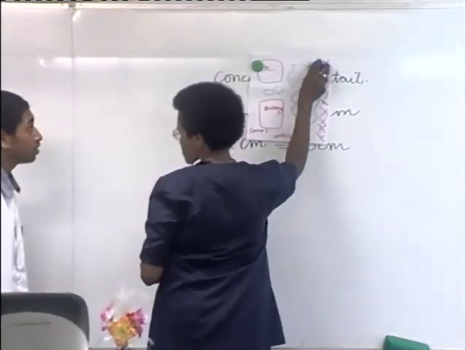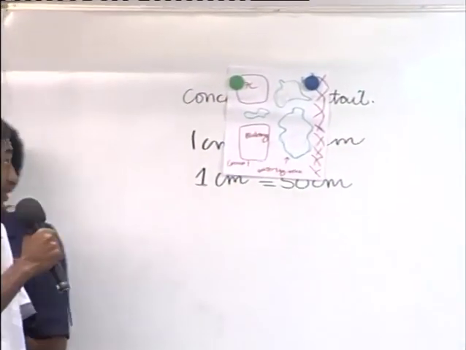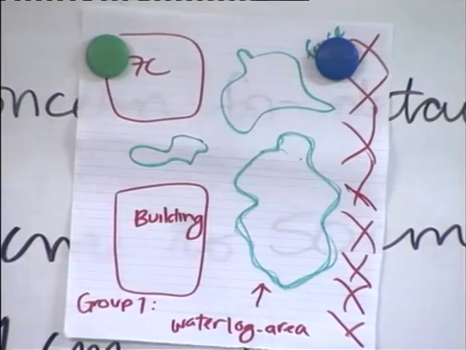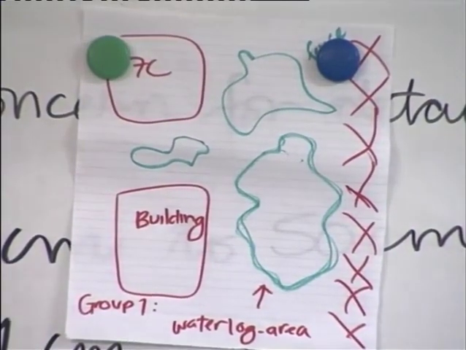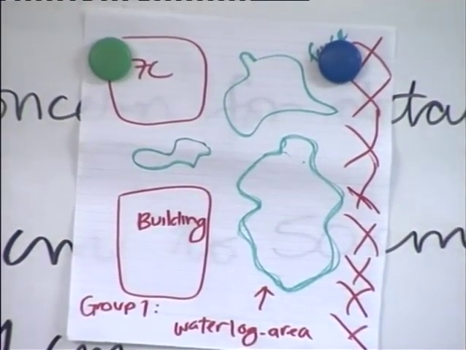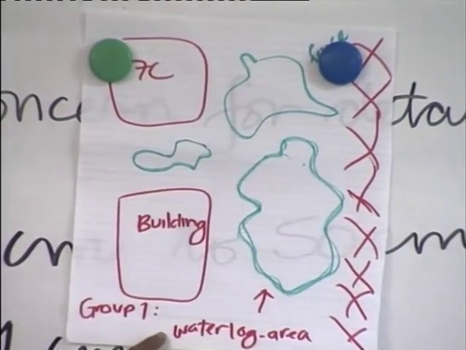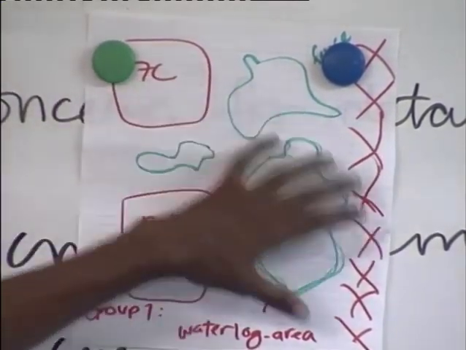For group 1, this is what me and my group put together. It's just a rough sketch mapping of the waterlogged area at the back of our classroom. Thank you. Can you tell us briefly what? I'll explain further. This is just our waterlogged area. This is the 2 classrooms and our fence.